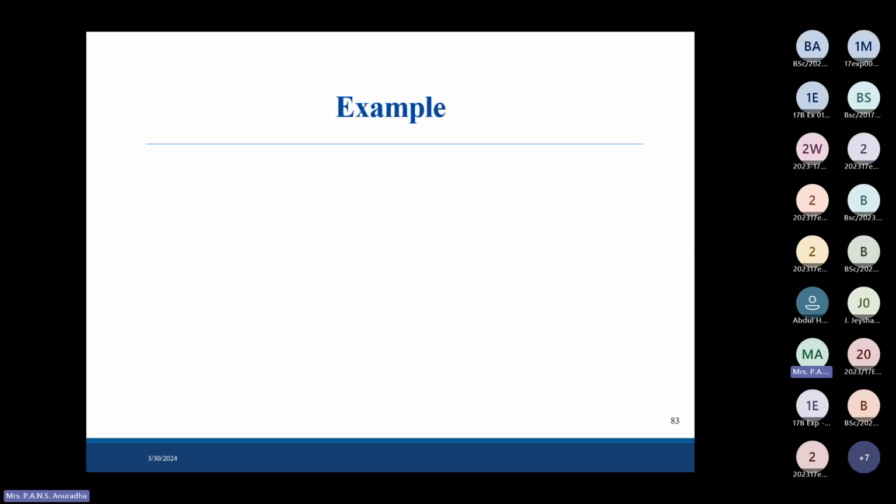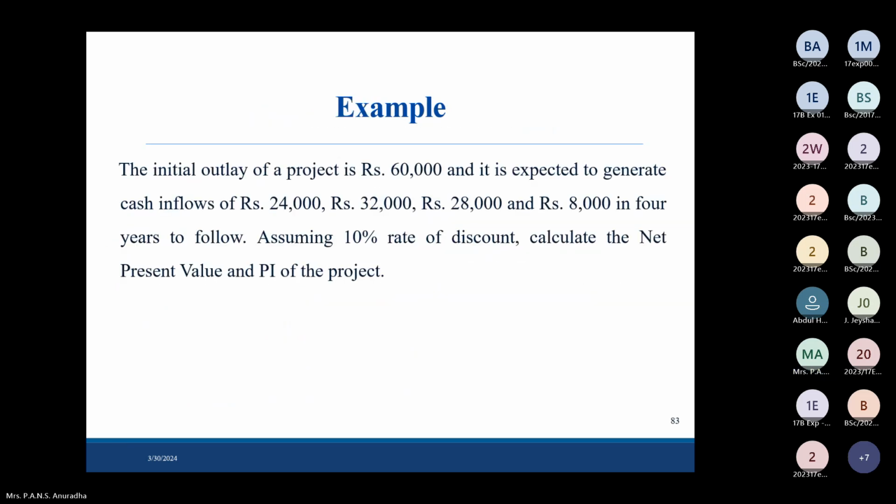So now if you look at this example, this is just a calculation. The cost of the project is initially 60,000 and it is expected to generate cash inflows like this: 24, 32, 28, 8,000. Assuming a 10% rate of discount, just calculate the NPV and PI index. You know how to calculate NPV and PI index. Just to practice, you can do this quickly.